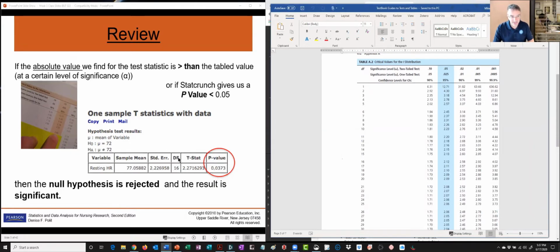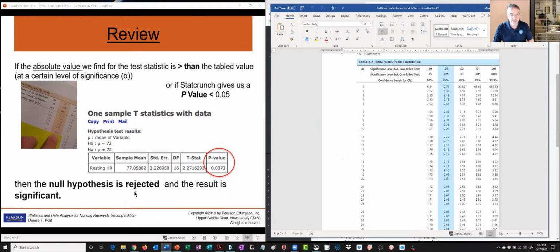So remember, as the test statistic gets larger, the p-value gets smaller and vice versa. So these two are related, but they're not the same. This we compare to the book. The p-value we compare to 0.05, which we learned last week we made up, right? We lived with a 5% chance.